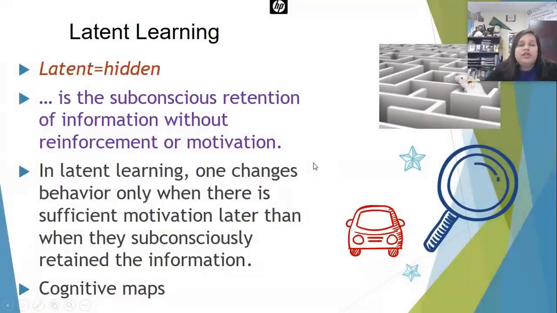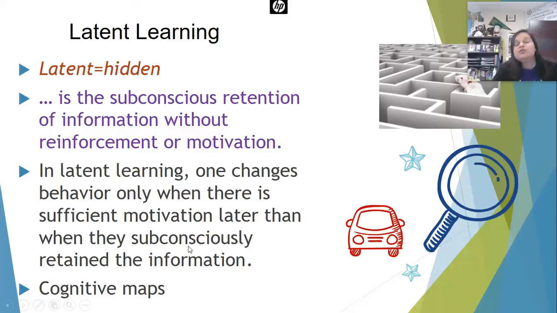Another type of learning that we all do is latent learning. And we've heard this term latent previously when we talked about the latent meaning of dreams. Latent is hidden. So latent learning is unconscious or subconscious learning that we do without realizing it, because we're not doing it for a reward, we're not doing it for motivation. It's just something that we've picked up on in our environment. But we don't use it until later on when we need to, and we don't alter that learning until later.